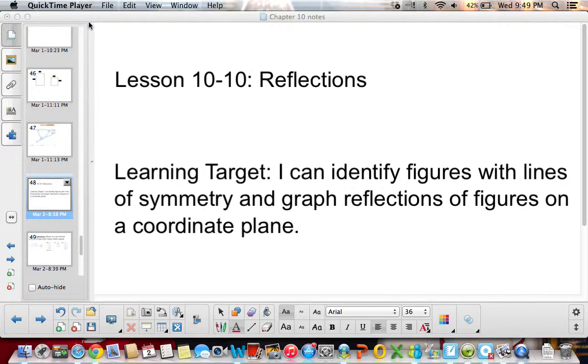Hi, sixth graders. We're on lesson 1010, which is reflections. Our learning target is being able to identify figures with lines of symmetry and graph reflections of figures on a coordinate plane.